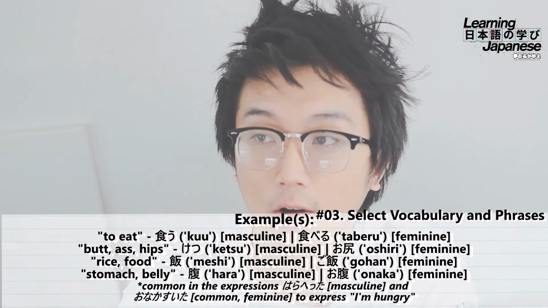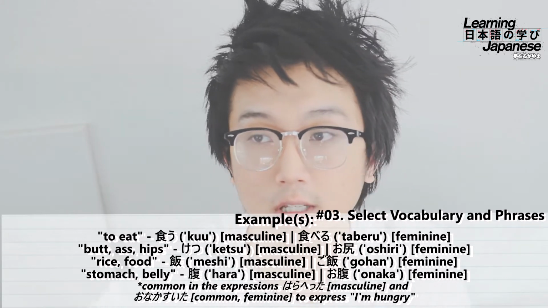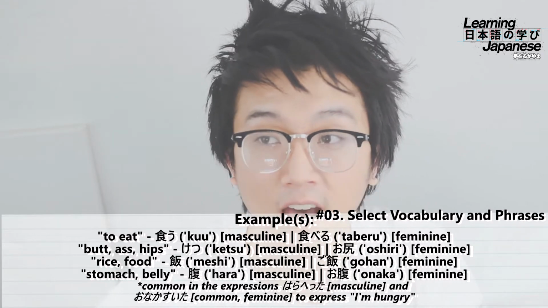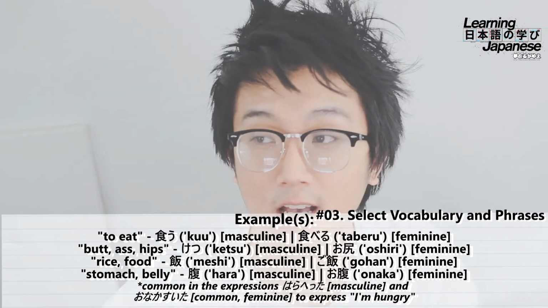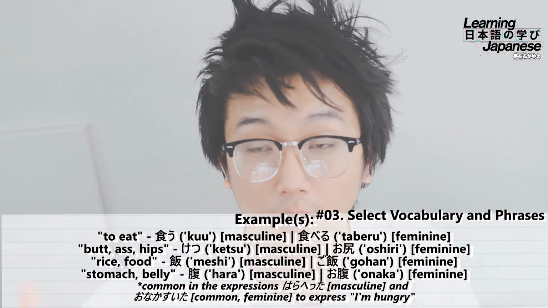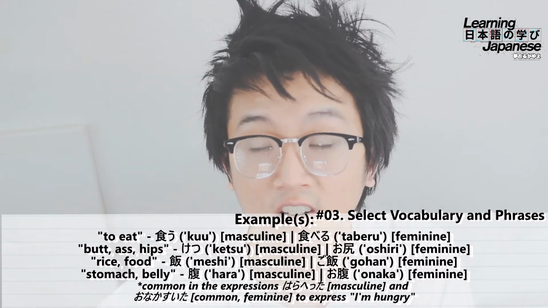Another example of this would be the two words ketsu and oshiri. Both of them mean basically butt or ass, but ketsu is the rougher one that would probably translate to ass, while the other one translates to butt. Male speakers will use ketsu probably more than female speakers will, and female speakers will use oshiri, which is more polite.